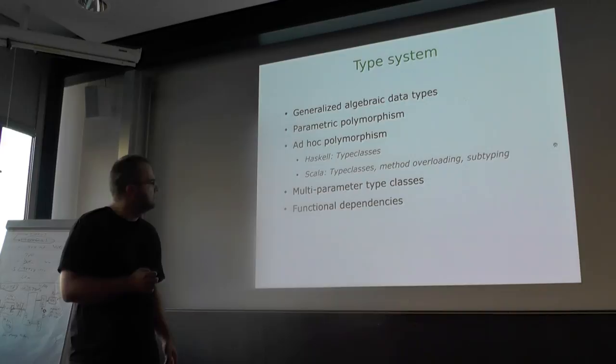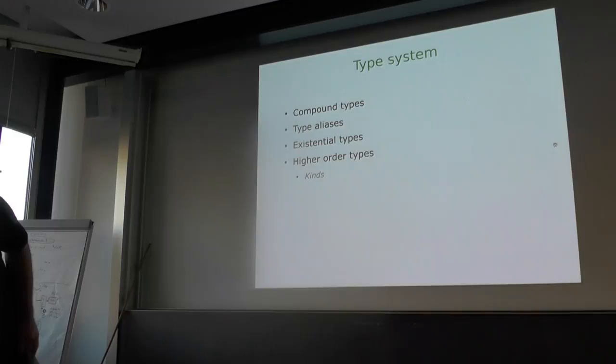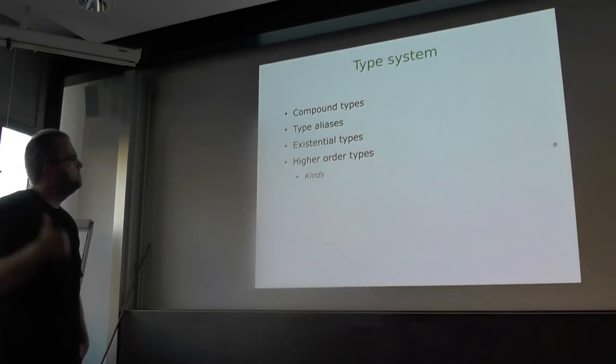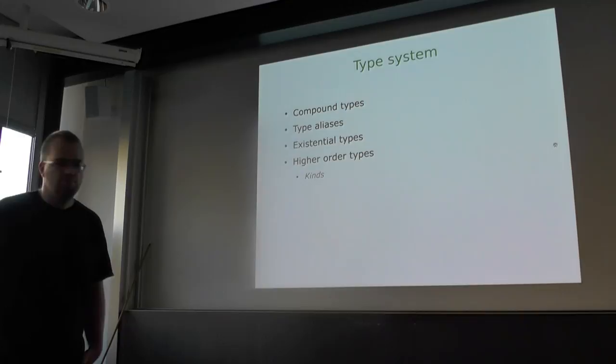So just to give an overview of where we are standing, including in both languages. And in continuation of that, in both of the languages we have compound types, we have type aliases, we have existential types, we have higher-order types, so-called kinds. So, as you can see, in both cases, a very rich type system, or pretty rich at least, that can be used to our advantage.